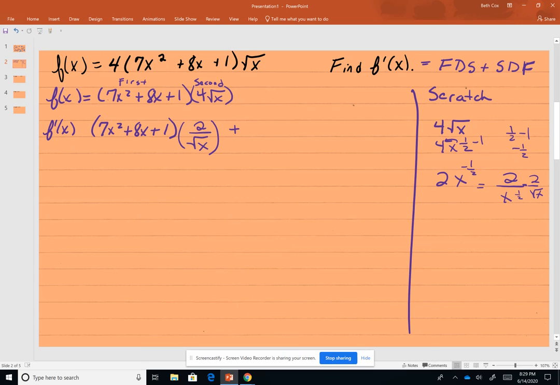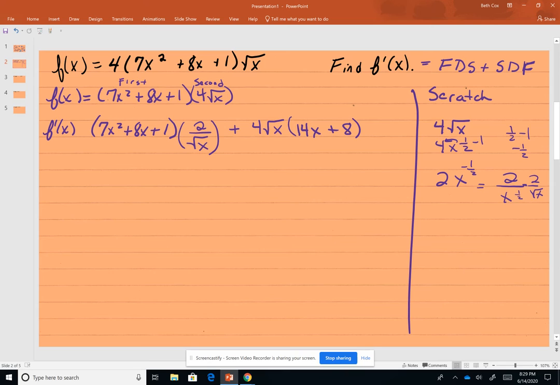All right, then we're going to do plus the second times the derivative of the first. Well, the derivative of the first is a polynomial. We just use our little power rule. So 14x plus 8. Okay, so now simplifying this is where it gets kind of tricky.